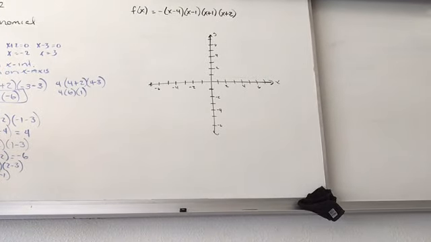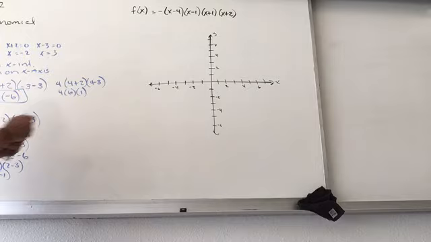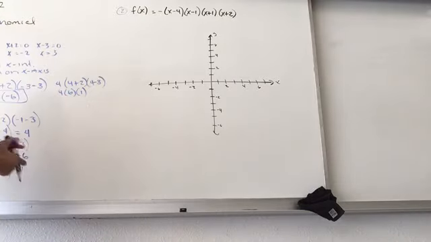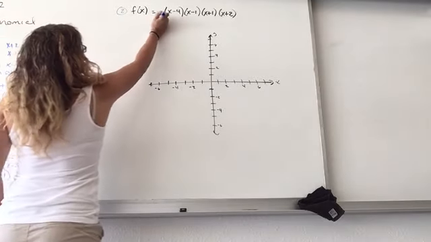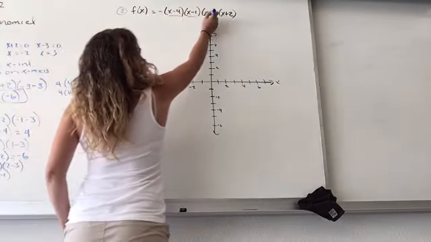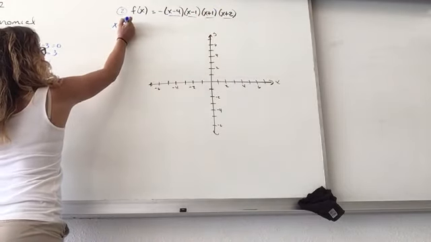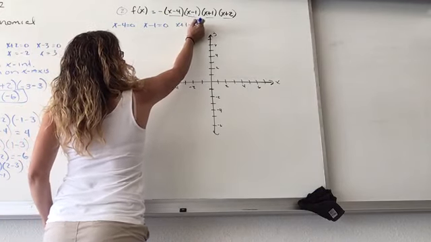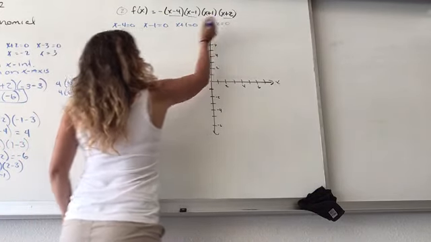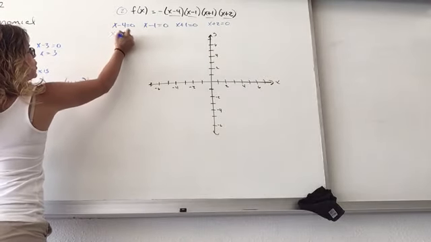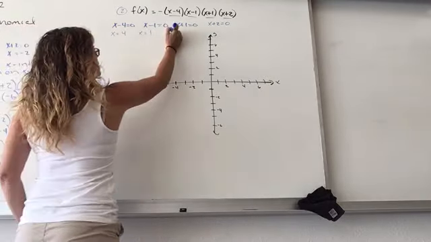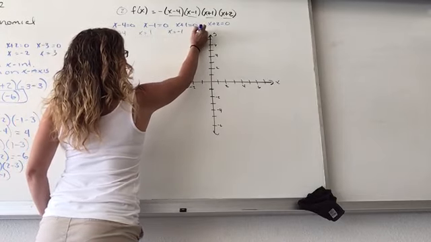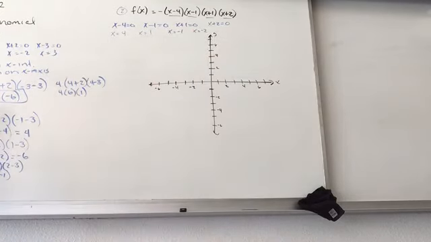All right, so let's look at another one. And again, we're going to sketch this. This is number 2. To sketch it, we first have to find the zeros and graph them on the x-axis. So here, looking at my factors, I have x minus 4 equals 0, x minus 1 equals 0, x plus 1 equals 0, and x plus 2 equals 0. So x is 4, x is 1, x is negative 1, x is negative 2. Remember, you're solving a very simple equation.